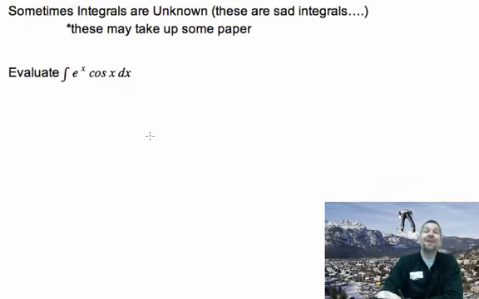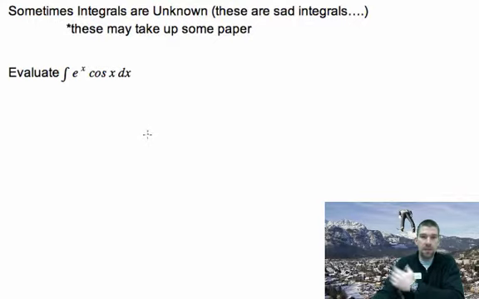All right, here we go with unknown integrals. These are sad integrals. Nobody knows them. Just kidding. They can take up some paper and they can be a little bit tricky. So these are definitely ones where you might want to work the same integral a couple of times to make sure that you can get where you're going and not have a big mistake or issue. So evaluate the integral of e to the x cosine x.